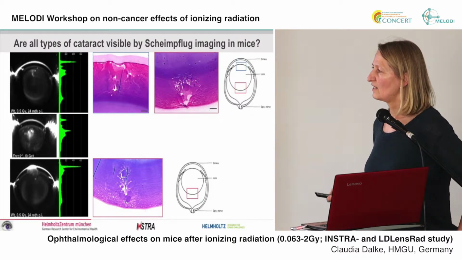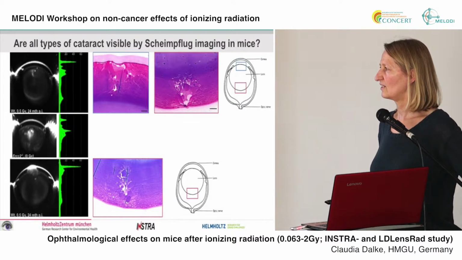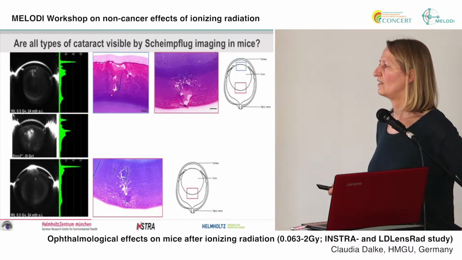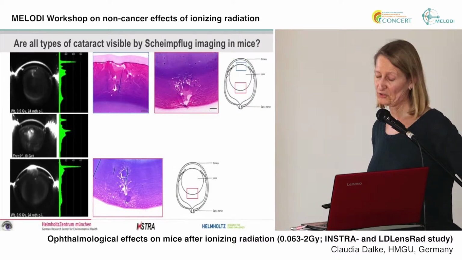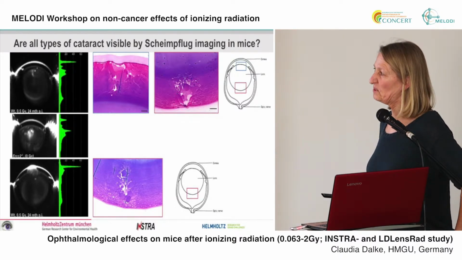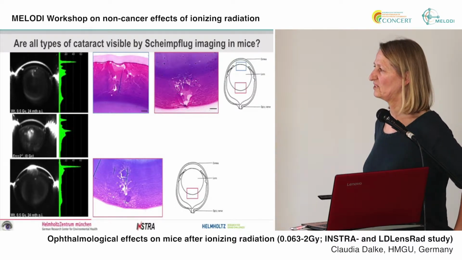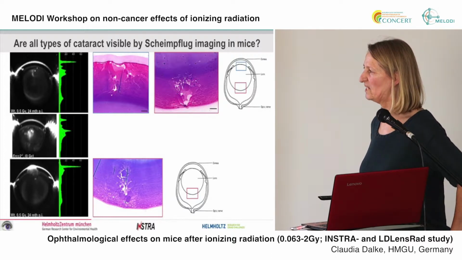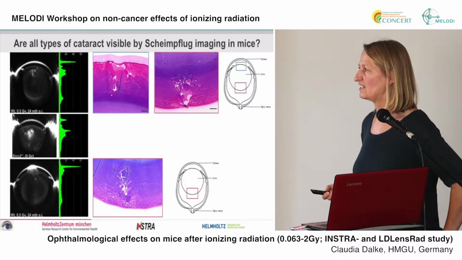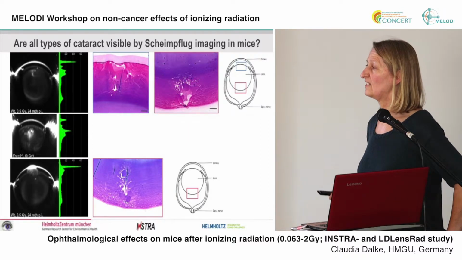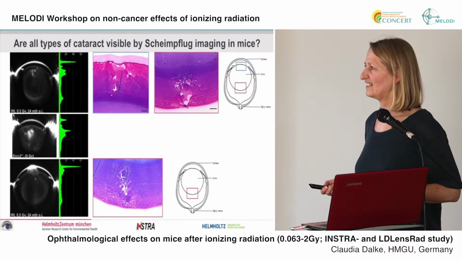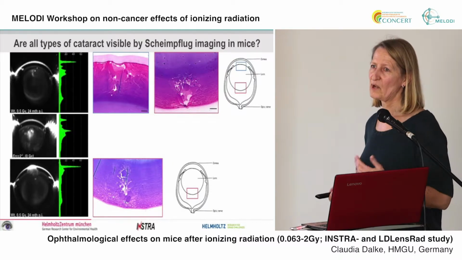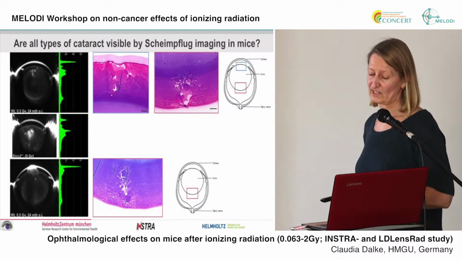Here you have a clear posterior subcapsular cataract and clear changes of the lens fiber structure in the histology, but in the Scheimpflug, I'm not sure. We didn't realize this might be a different shiny thing of a wild type, but you can't clearly see this posterior cataract. What you can see here is change in the cornea. So we often see this 24 months after irradiation, but it's an age-dependent effect.